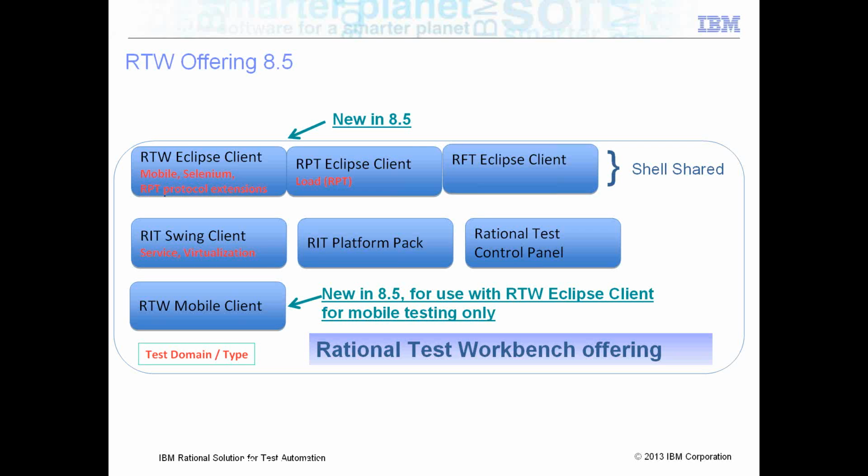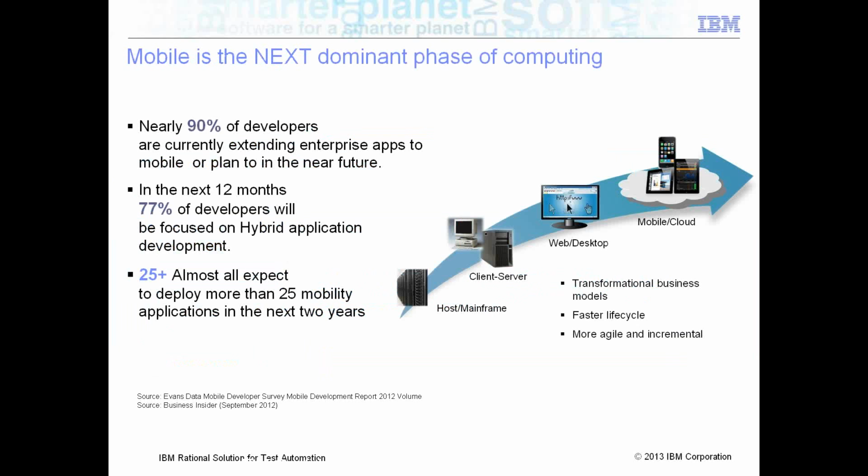And when you install RTW, you get all these together. And the major feature that we added in 8.5, that is June, is nothing but testing your mobile application using Rational mobile client. Okay, so let's go deep into the session today.